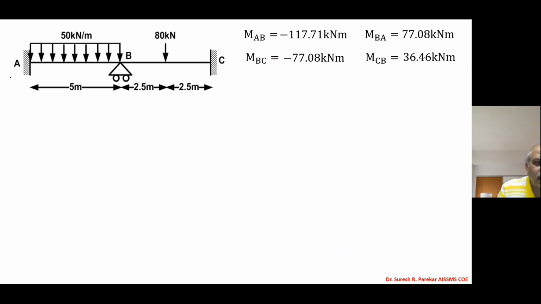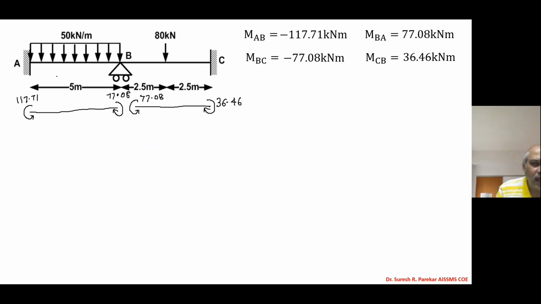So we have this beam AB. Now we have this as minus, which means anti-clockwise, 117.71. Then here we have clockwise because plus 77.08. Then for BC we have minus, anti-clockwise, 77.08. And then for CB we have plus, so we have clockwise 36.46.